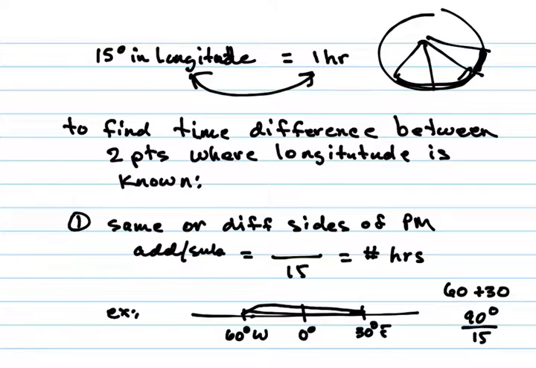Will somebody divide 90 by 15 for me, please? So these two distances are 6 hours apart. And that's how easy it is. Right? Now, unfortunately, you have to memorize the divide by 15 part. It's not on your formula sheet. Okay?